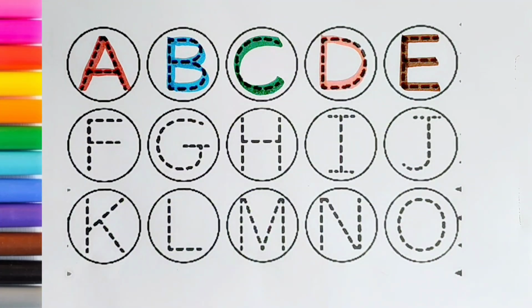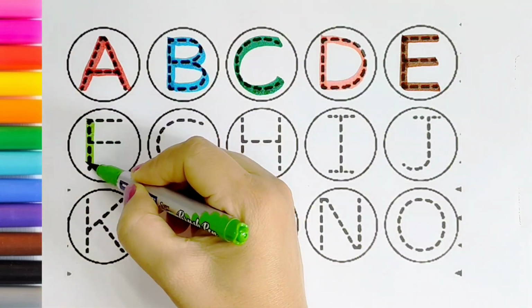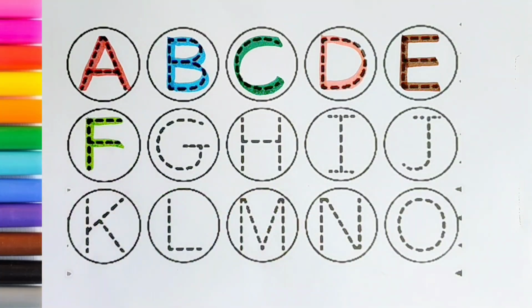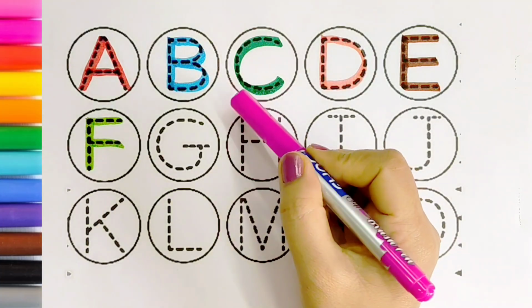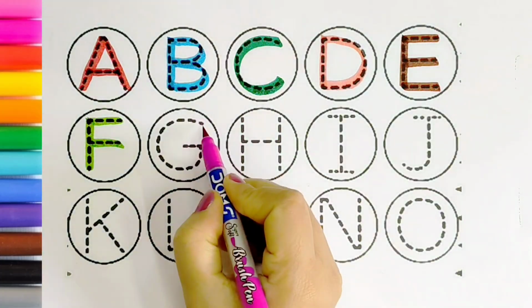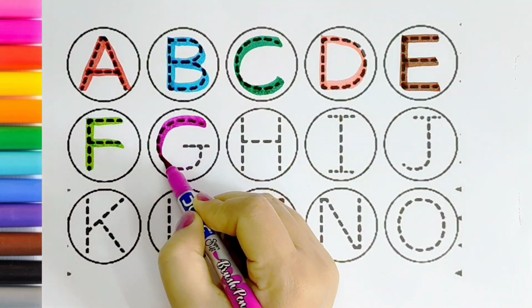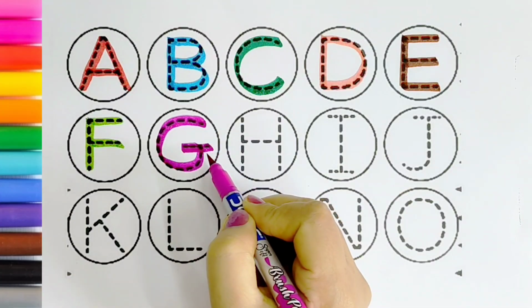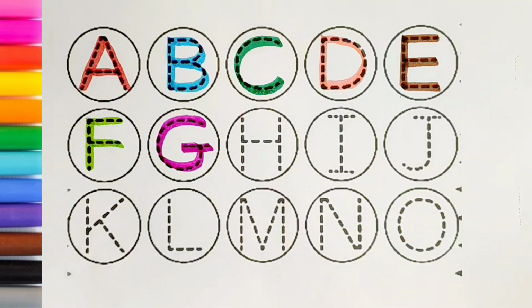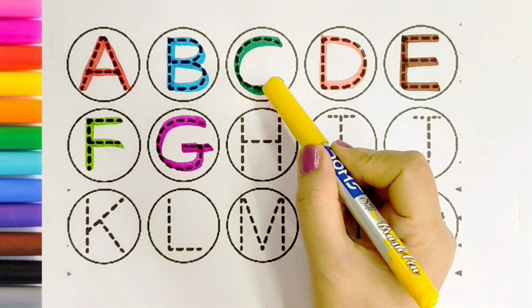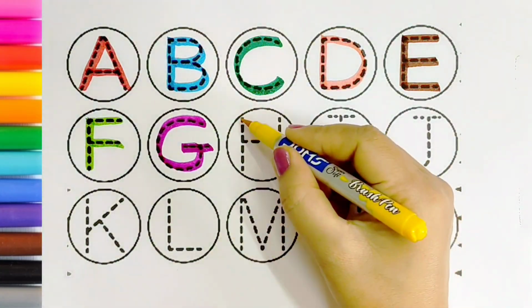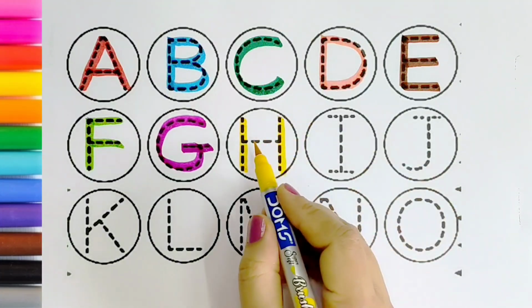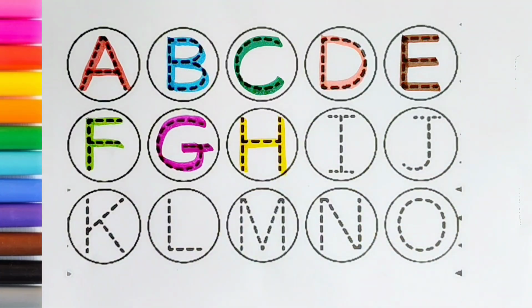Light green color. F. F for fish. Pink color. G. G for grapes. Yellow color. H. H for hand.